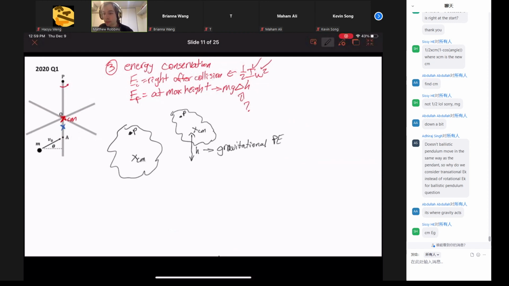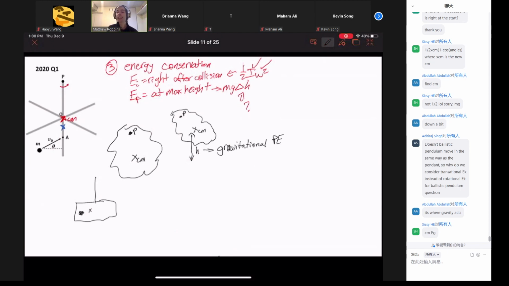Doesn't the ballistic pendulum move in the same way as the pendulum? So why do we need to consider translational kinetic energy instead of rotational kinetic energy for the ballistic pendulum? Good question. So translational kinetic energy and rotational kinetic energy are definitely connected. But with the ballistic pendulum, if I draw the pendulum over here, the bullet ended up right here, meaning that the center of mass now moves somewhere towards the left. Whereas in this problem that we're doing, the center of mass moves straight down.